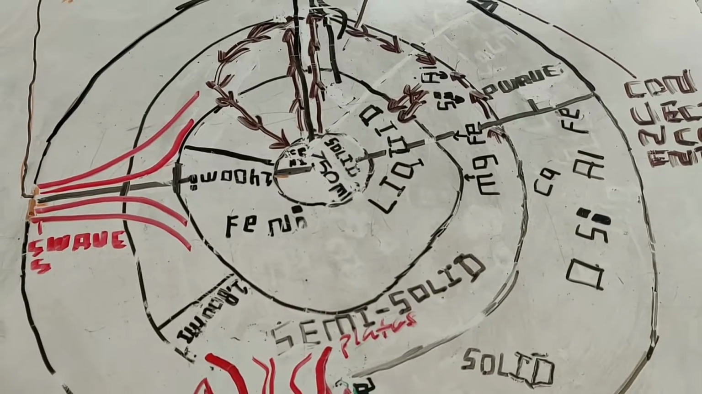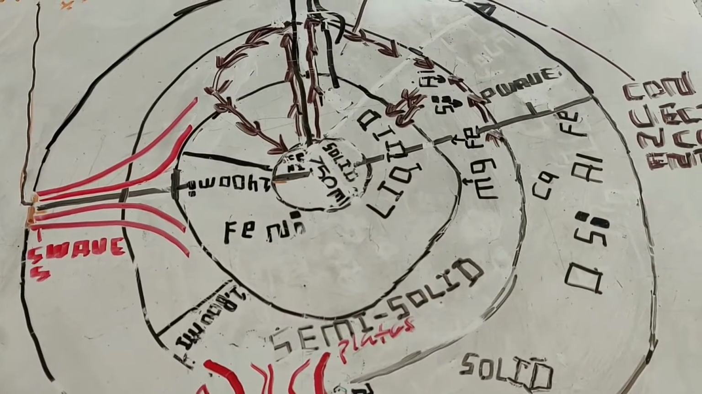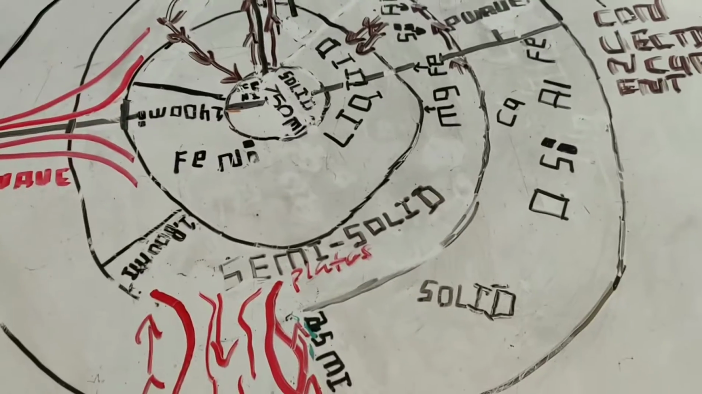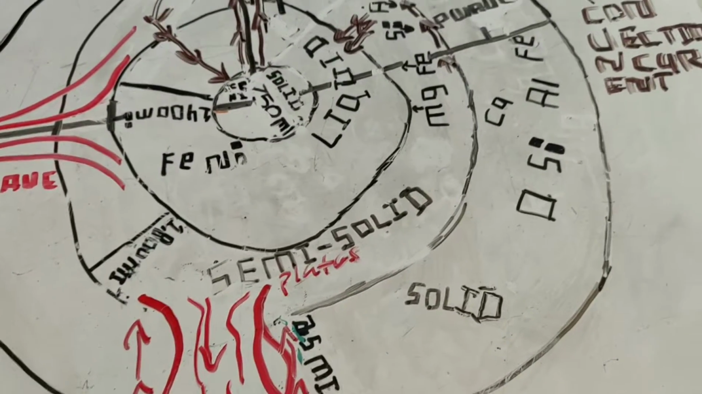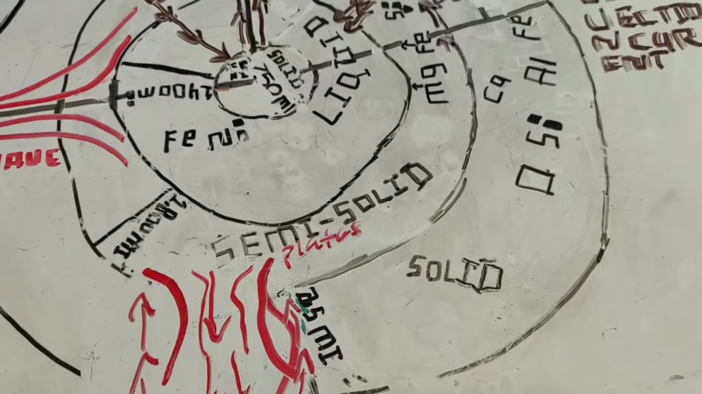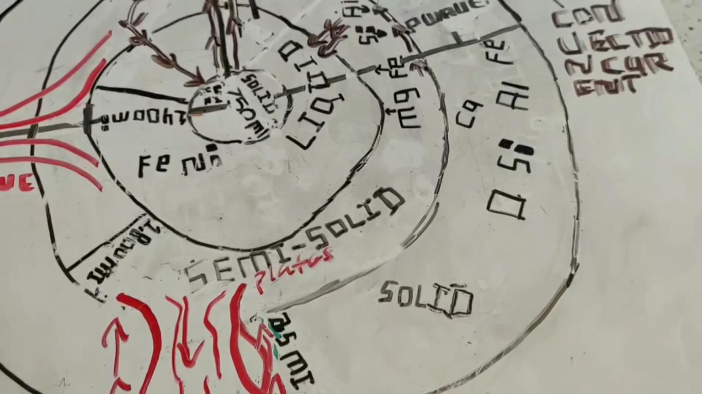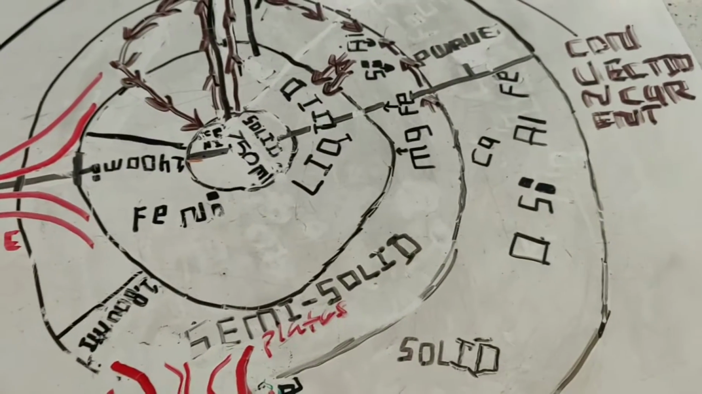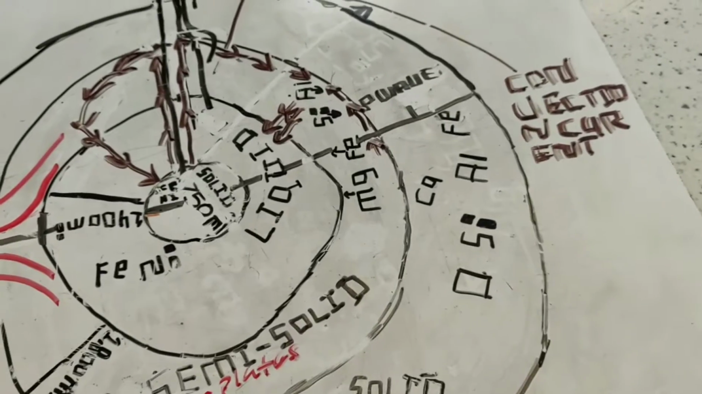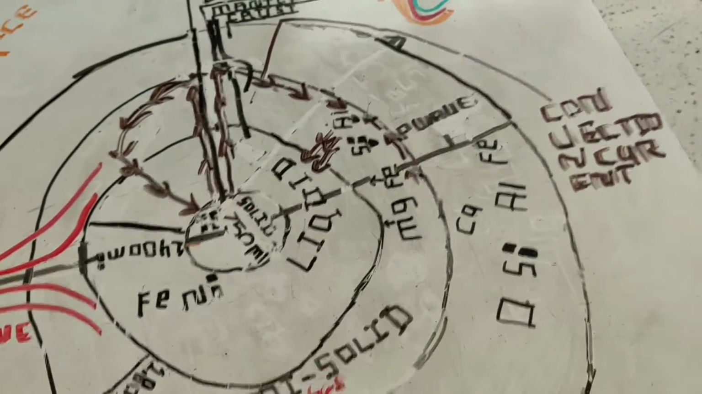It has magnesium, iron, silicon, and aluminium, and the crust is 25 miles. It's a solid. It has oxygen, silicon, calcium, aluminium, and iron.